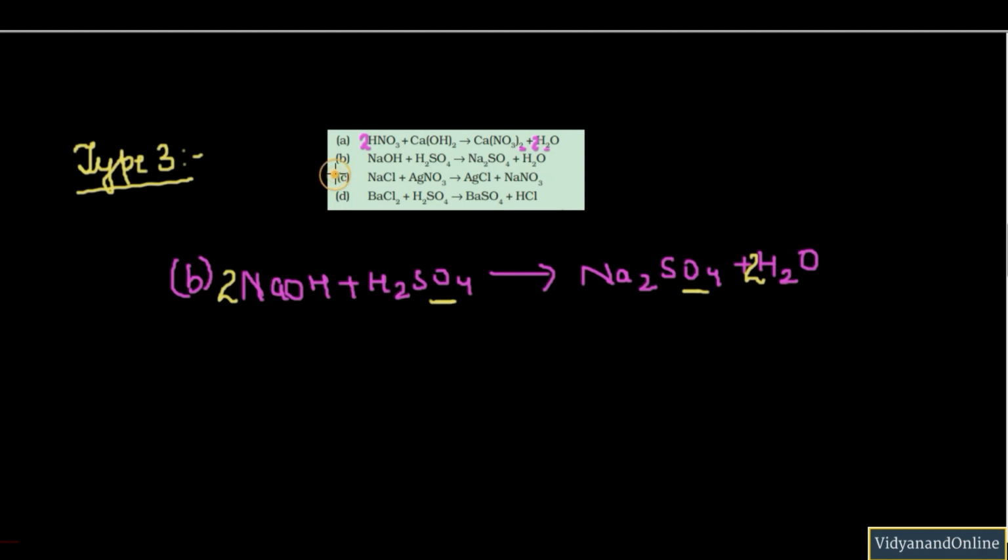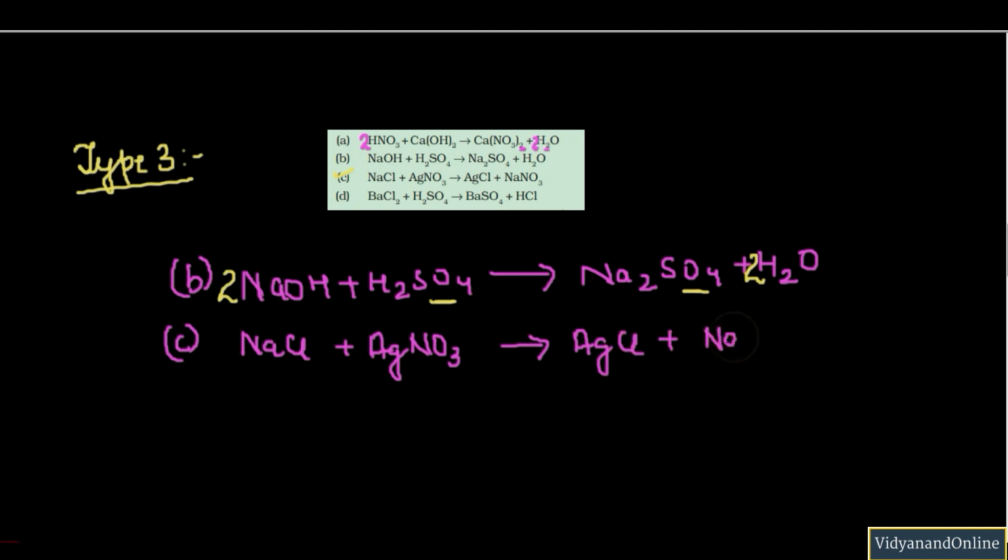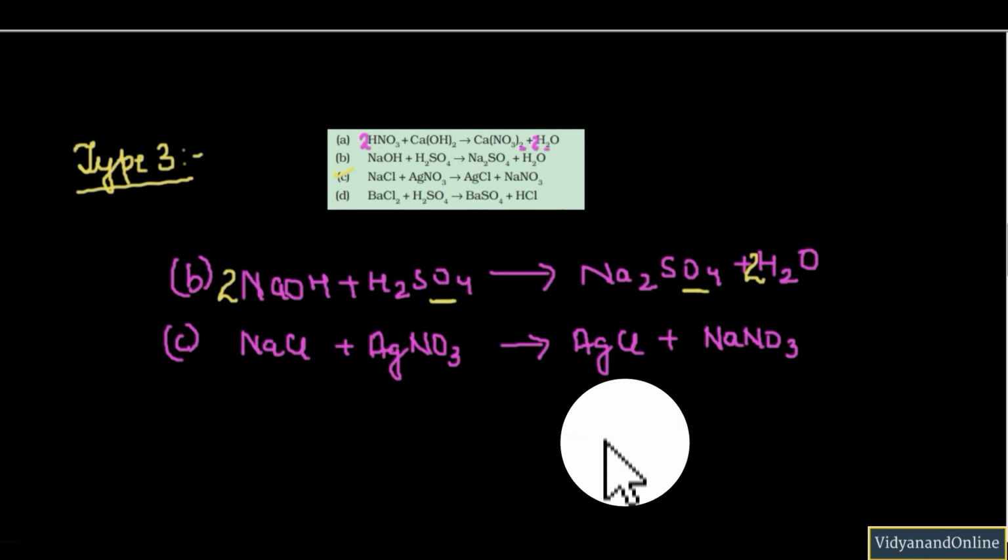Now the third equation is NaCl plus AgNO3. Ag is silver, so it is silver nitrate. And it is giving me AgCl, silver chloride, plus NaNO3. Now if you look at silver, silver has only one atom here, and here also one atom.